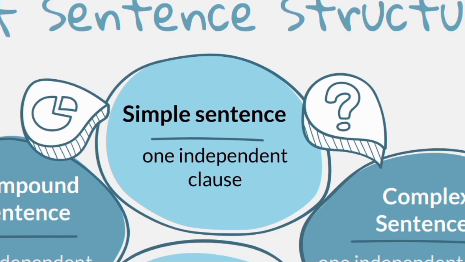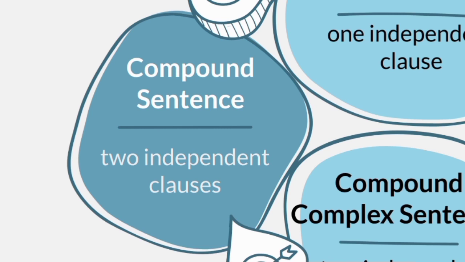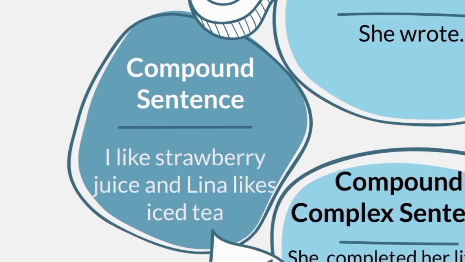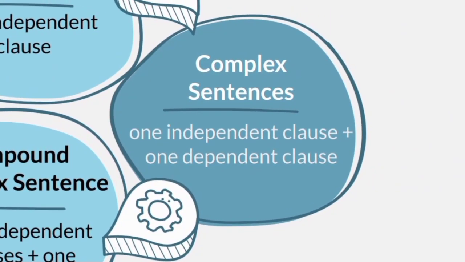Then compound sentence. Compound sentence contains at least two independent clauses. These two independent clauses can be combined with a comma and a coordinating conjunction or with a semicolon. For example, I like strawberry juice and Lina likes iced tea. Jova went to work but John went to the party. Complex sentence. A complex sentence contains at least one independent clause and at least one dependent clause.